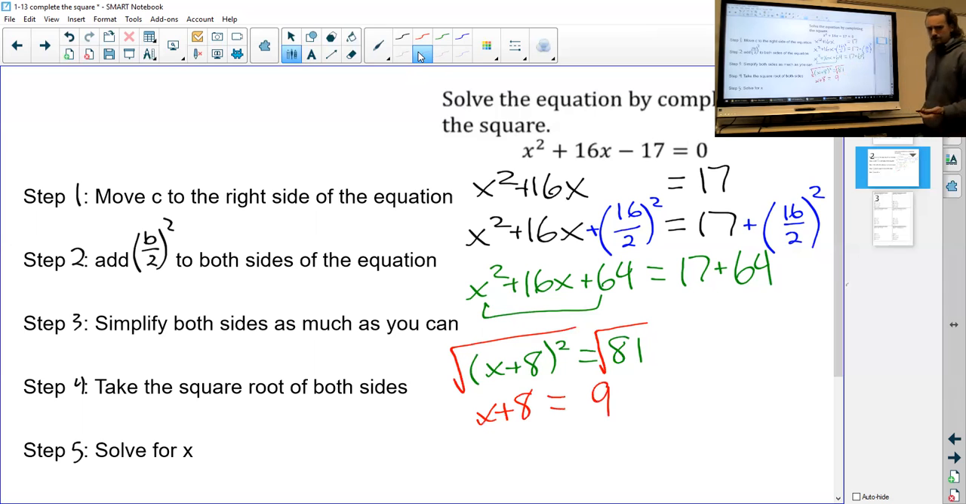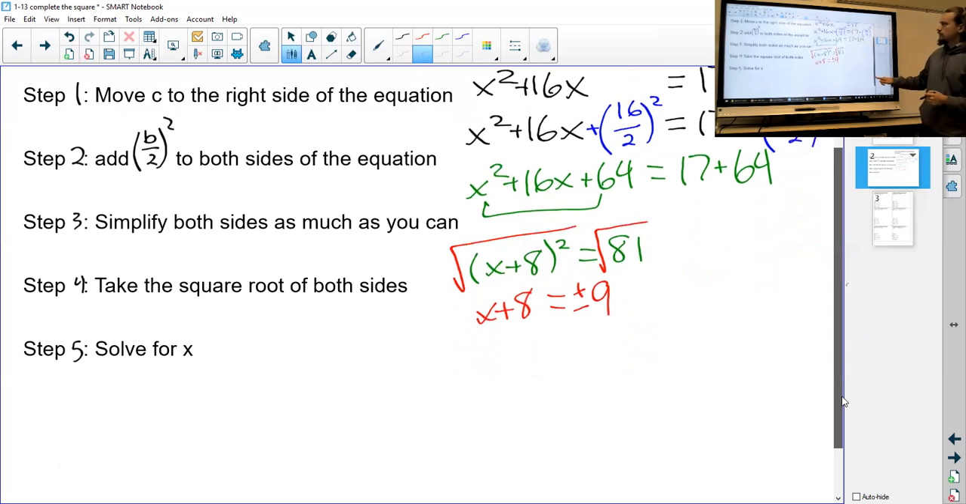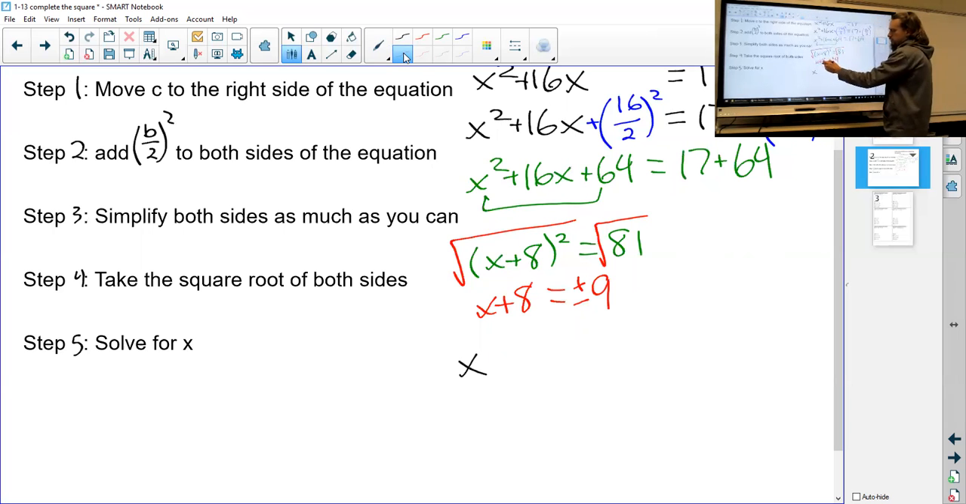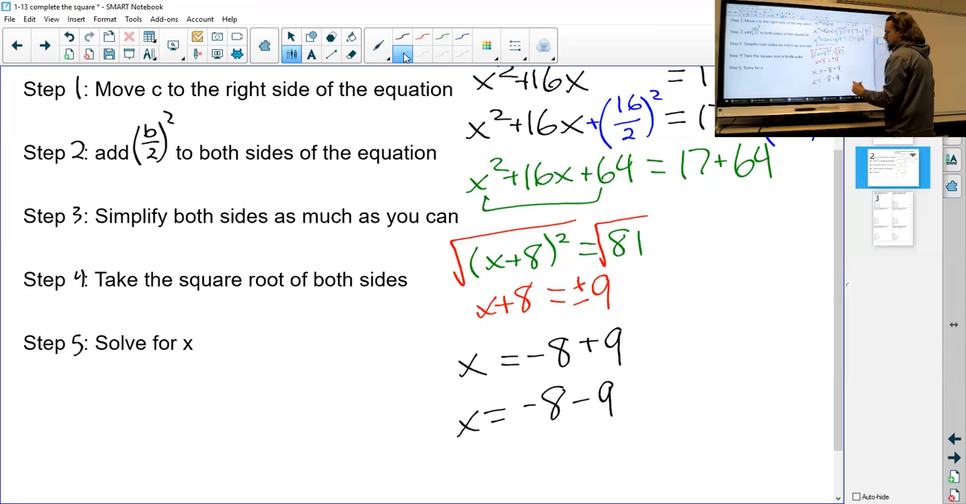But keep in mind, I know we don't talk about this too much, but anytime you take the square root of something, you always have a positive version and a negative version. So x plus 8 equals plus or minus 9. And then step 5, our final step is we're just going to solve this now. So to solve for x, we need to get x by itself, which means we need to move this plus 8 to the other side. So we would do minus 8. So x either equals negative 8 plus 9, or x equals negative 8 minus 9.